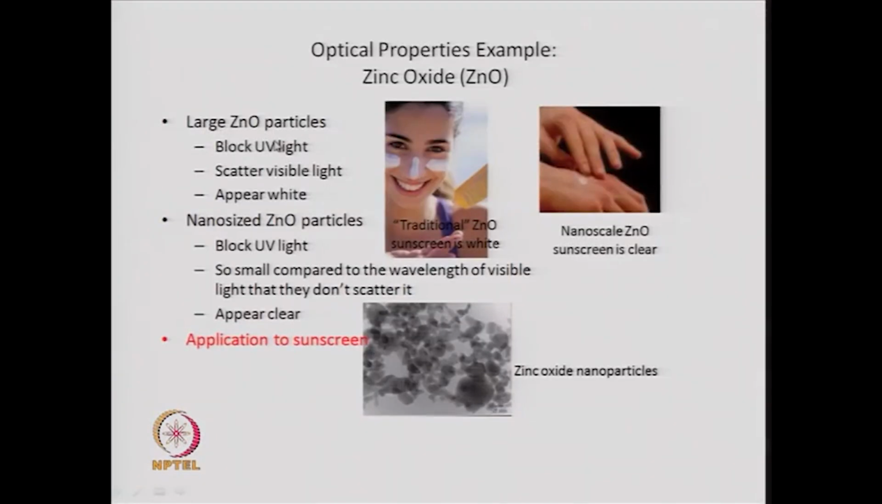creams or lotions, where the material will reflect the UV light, because the normal rays which come from the sun have a lot of UV radiation, and UV light is not good for human beings or any other animal, and you want to protect yourself from ultraviolet rays. So, one of the ways you can protect is put a sunscreen or a lotion which does not absorb the UV radiation. So, such things are like large zinc oxide particles.